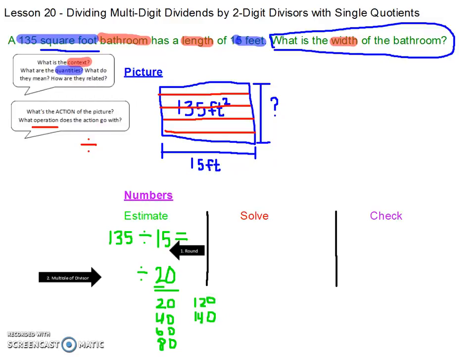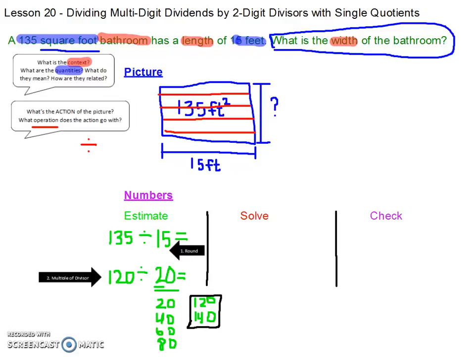And now I can ask myself, which one of these multiples of 20 is closest to 135? And I have 2 here that would work. I like to go with the lower number, but either number would work. And so I'm going to have 120 divided by 20.